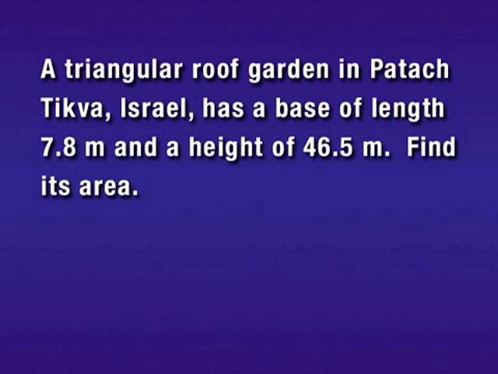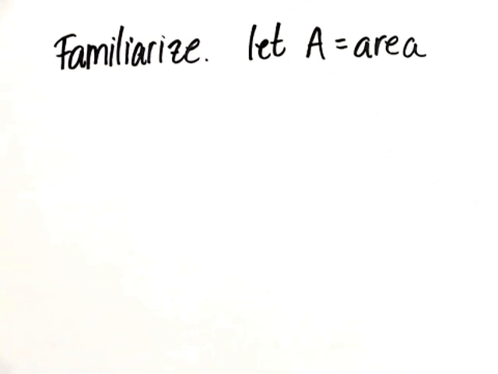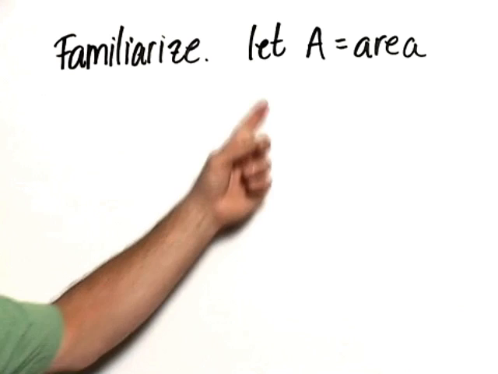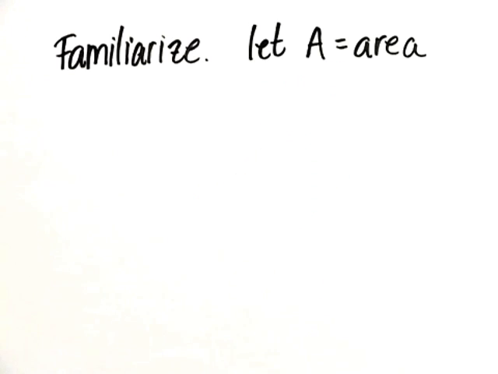A triangular roof garden in Petach Tikva, Israel, has a base of length 7.8 meters and a height of 46.5 meters. Find its area. The five-step process starts with familiarize, step 1. So we're going to let A equal the area.